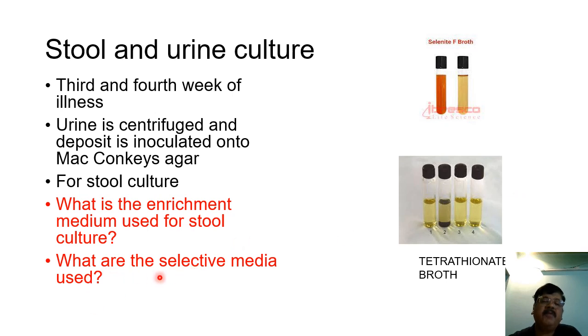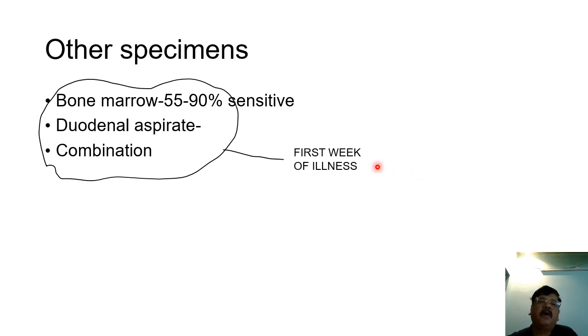What is the selective medium used? Selective medium, we are using XLD, xylose lysine deoxycholate agar, or we can use the Wilson Blair bismuth sulfite medium for stool samples. So other specimens, as already I told you, bone marrow is 55 to 90% sensitive, but it is again invasive. So we have to convince the patient and collect the sample. We have to take patient consent.